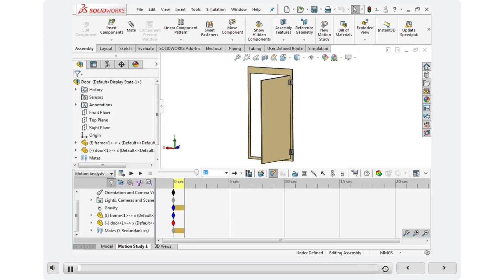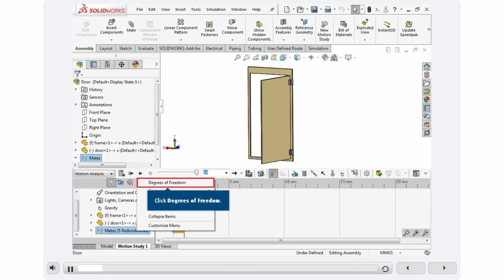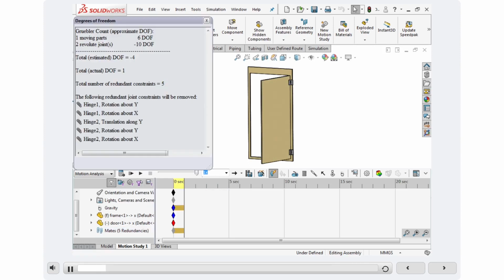In the previous Show Me, we have calculated the study. Notice that, in the Motion Study Feature Manager, the Mate folder reads Mates, 5 Redundancies. Right-click the local Mates folder and click Degrees of Freedom. This opens the DOF dialog box. We can see the number of moving parts, number of mates presented as joints, total number of the estimated and actual degrees of freedom, and the total number of redundant constraints. SolidWorks Motion calculates 5 redundant constraints.